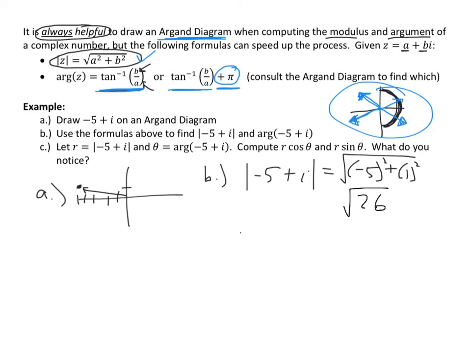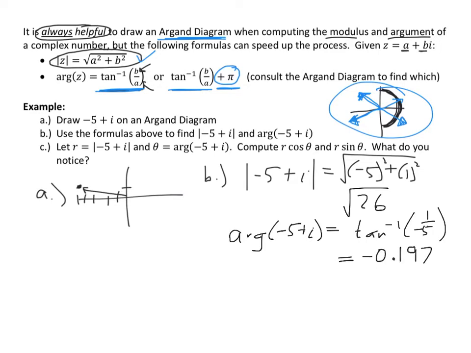And then for the argument of negative 5 plus i, I need to do the inverse tangent of 1 over negative 5. And when I do that on the calculator, I got negative 0.197, and this is in radians. So what effectively happened is that negative 0.197 is that argument right there. What we want is pi more than that. So I need to take this and add pi to it so that I get the proper angle.